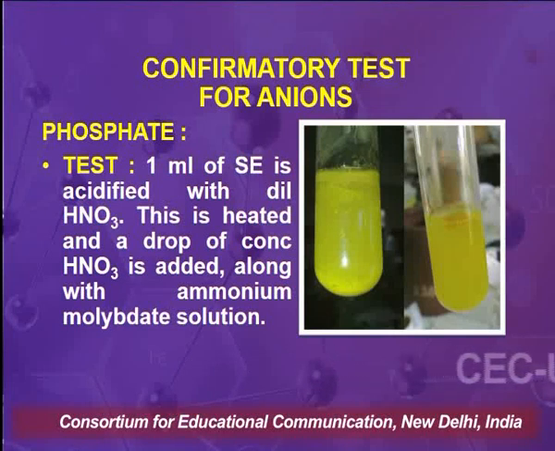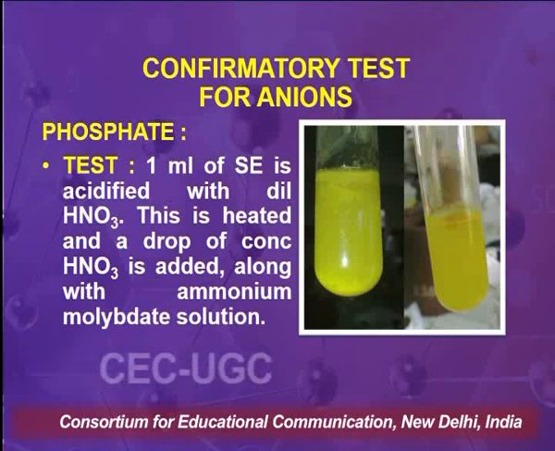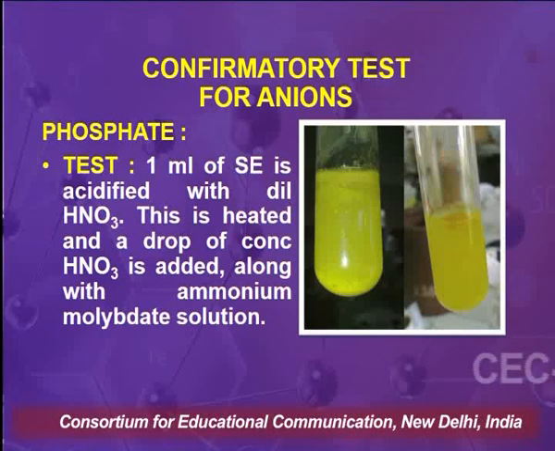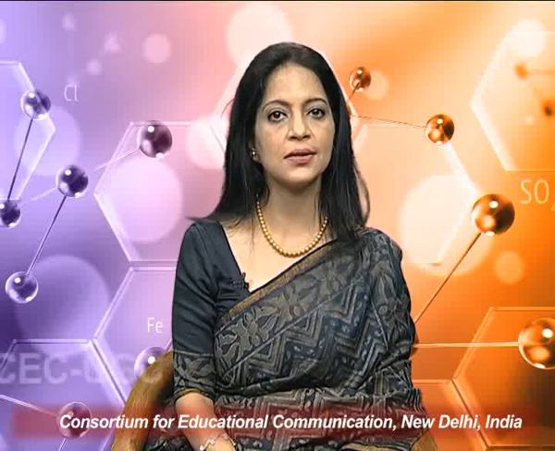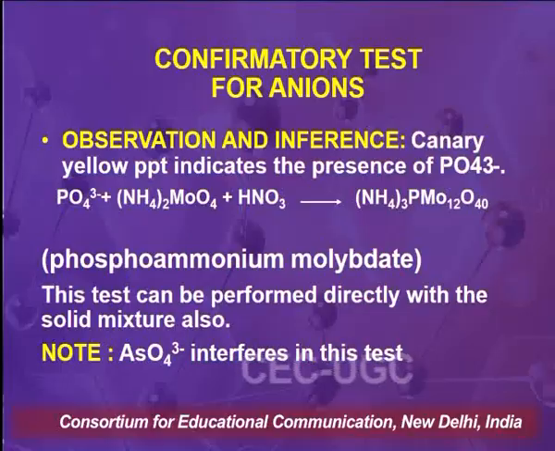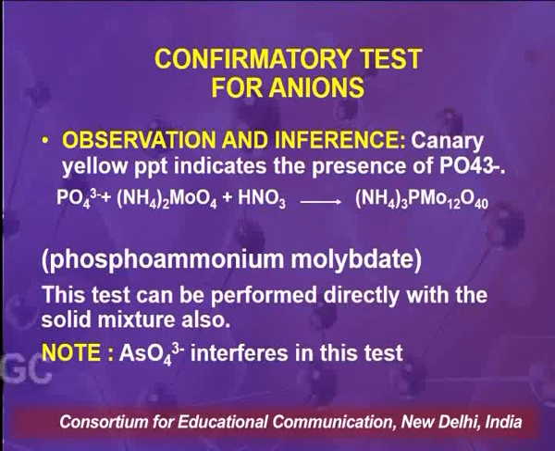So, if you have to perform this test with the soda extract, then to 1 ml of the soda extract, dilute nitric acid is added to acidify it or neutralize it. This is then heated and a drop of concentrated nitric acid is added to it along with ammonium molybdate solution. If canary yellow precipitates are observed, it indicates the presence of phosphate ions in the mixture.